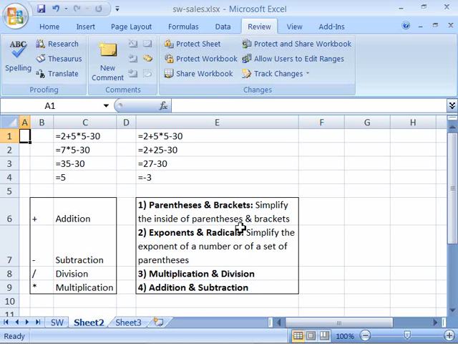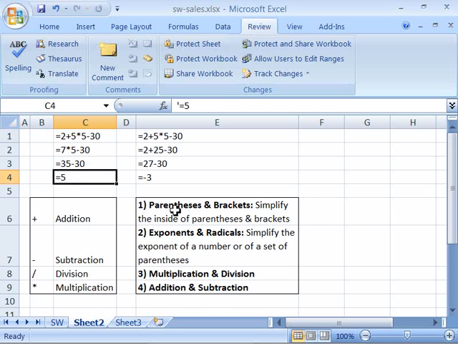To put this in perspective, let's take a look at the following simple formula. We have 2 plus 5 times 5 minus 30. Now, based on how you would calculate this, your answer will be different. If you were to do addition first here, 2 plus 5, you would get 7. So now this formula would be 7 times 5 minus 30. Then if you were to perform the multiplication going left to right, 7 times 5 would be 35, so that would be 35 minus 30. And then 35 minus 30 is 5. So your answer by just going left to right would be 5.